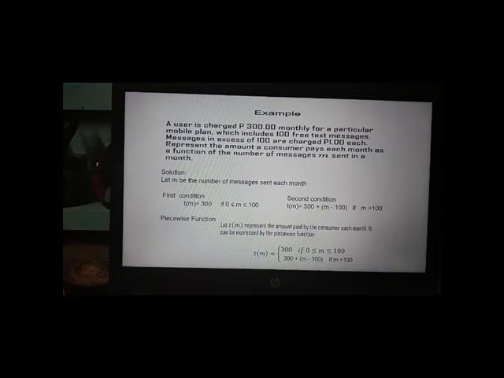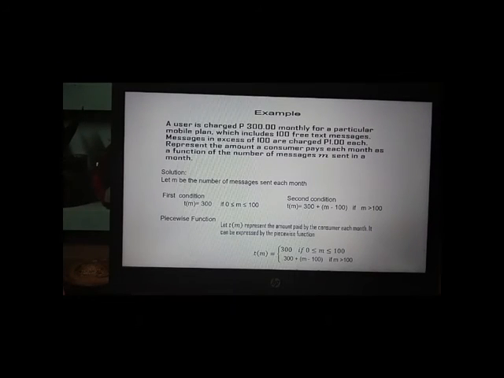T of m is equal to 300 if m is greater than or equal to 0 but less than or equal to 100. And another formula is that if the number of messages exceeds 100, then you'll have this one, 300 plus m minus 100.